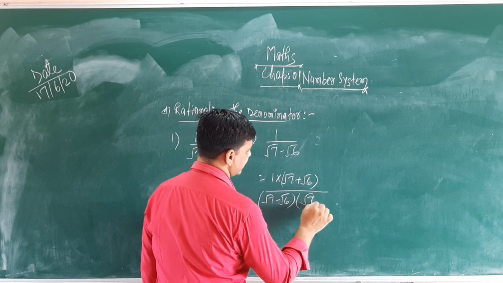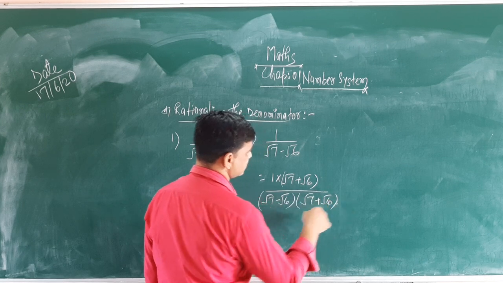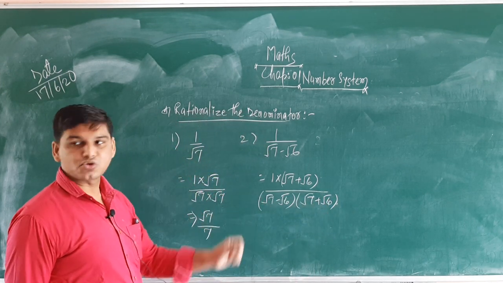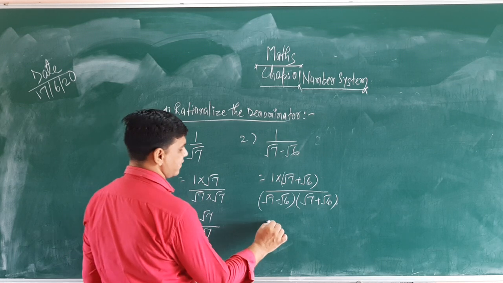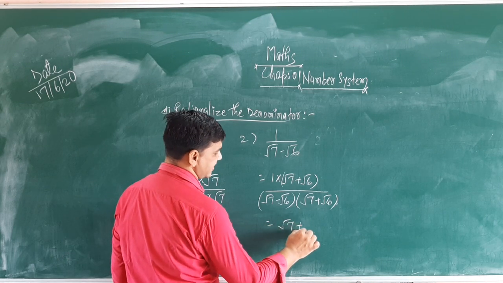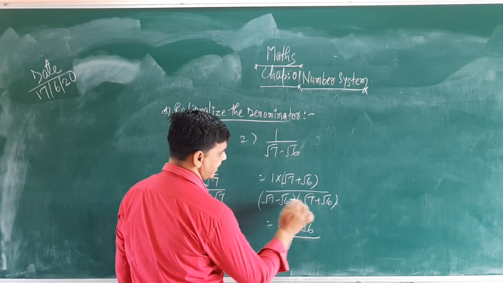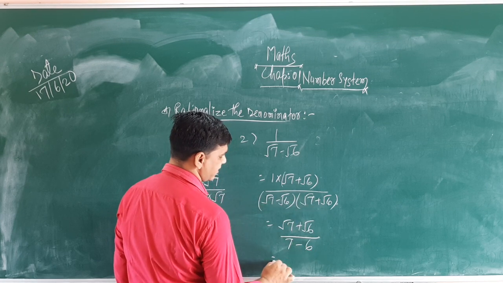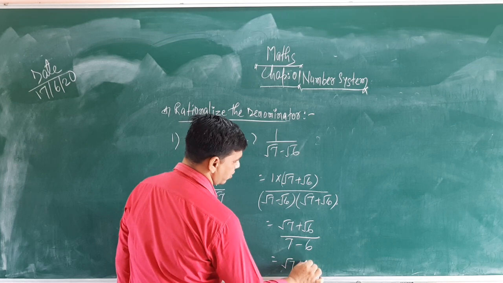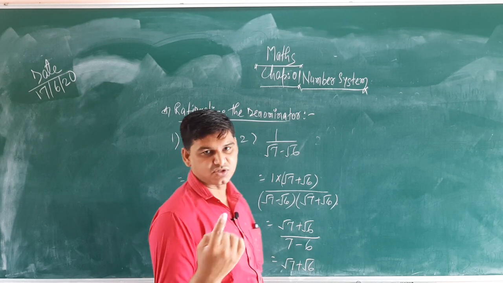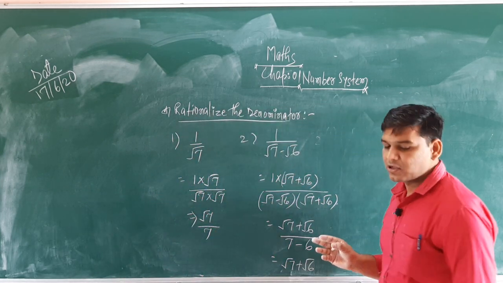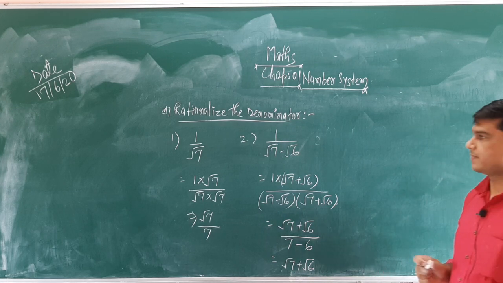Another example here, root 7 plus root 6. Okay, so root 7 plus root 6 is multiplied with 1, which always has root 7 plus root 6 upon root 7 into root 7, 7, minus root 6 into root 6. So root 7 plus root 6, 7 minus 6, the denominator is 1. So there is no need to write it here. By using this formation of rationalization we can do it.